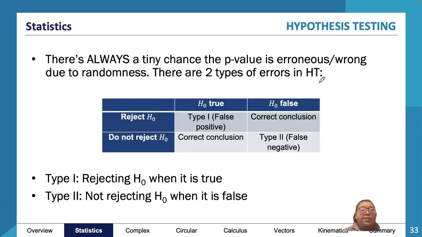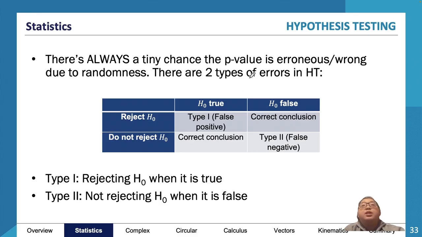Great, so let's talk a little bit about type 1 and type 2 errors, and this is often somewhere that people might get tripped up in questions. There's always a tiny chance that the p-value is wrong due to just randomness. When we find the p-value, what we're finding is the probability that we get such a small value given that that is a thing. So what's the probability that we just get that due to random selection?